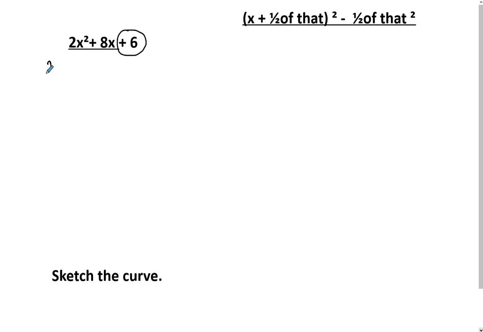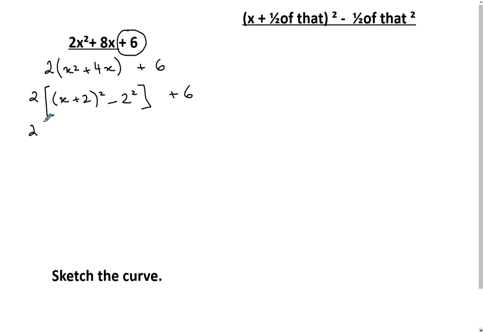So first factorize, so you've got x squared plus 4x. And the reason you do that is because you want to arrive at something where you can complete the square. And then you add your 6. So now we need square brackets, and we're going to complete the square. So we're going to go x plus half of that all squared minus half of that squared, and then bring in the 6. Okay, copy that part.